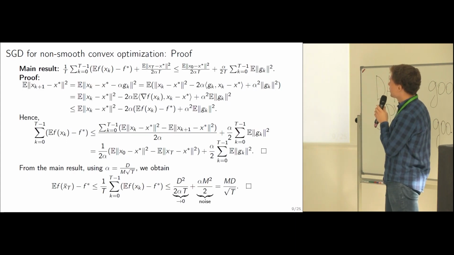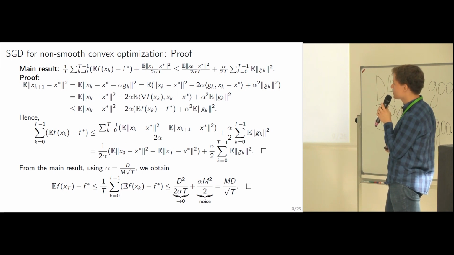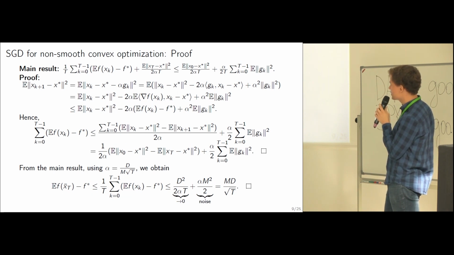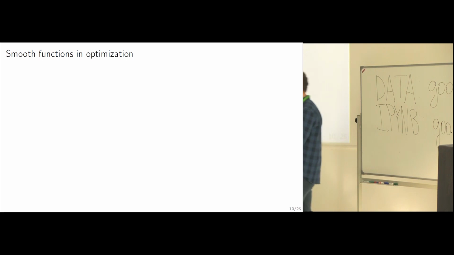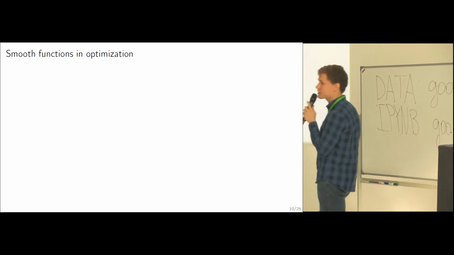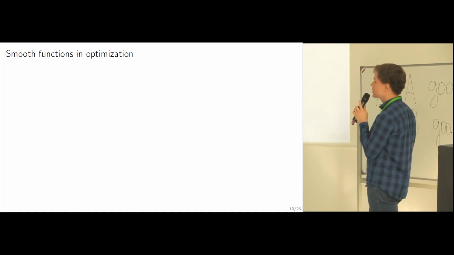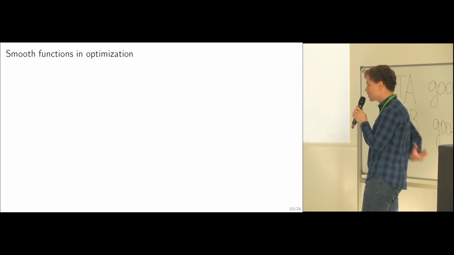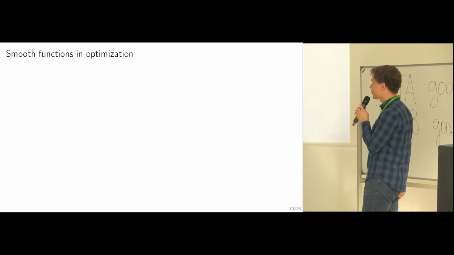Okay. Let us summarize this. The basic SGD method obtains this convergence rate. Now, let us consider another situation. Before we considered non-smooth functions, now let us consider what happens if our function is smooth. Maybe this SGD method will accelerate or something like this. So the question is, what happens when our function is smooth?